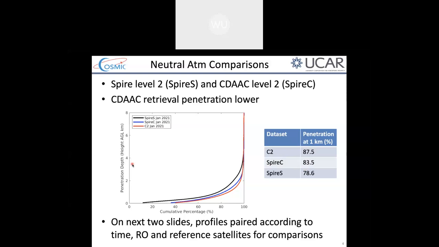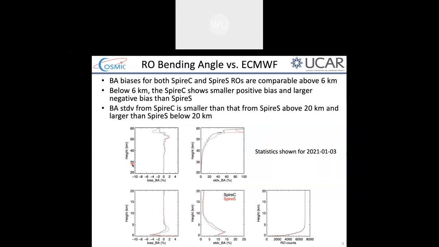So this is looking at the whole data set for the month of January, and then we're going to look at some comparisons where we're pairing the data. Here, this is a particular day. This is representative, and here the Spire produced and the CDAC produced data are matched in terms of time, as well as the reference satellite used and the RO satellite that the data are coming from.